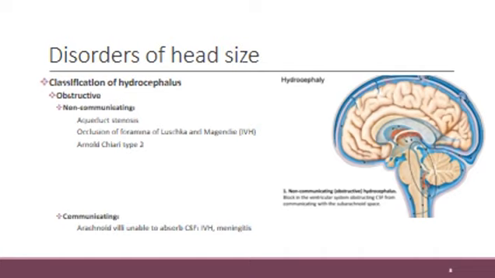In communicating hydrocephalus, one finds that there is damage to the arachnoid villi, which then is unable to lead to absorption of the CSF. We often see this arachnoiditis following intraventricular hemorrhage as well as meningitis.